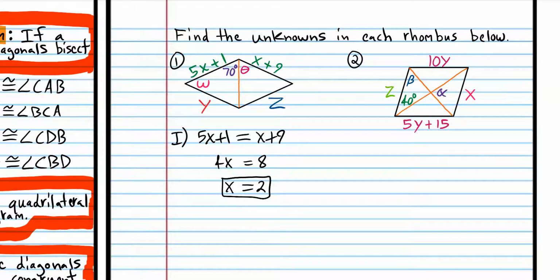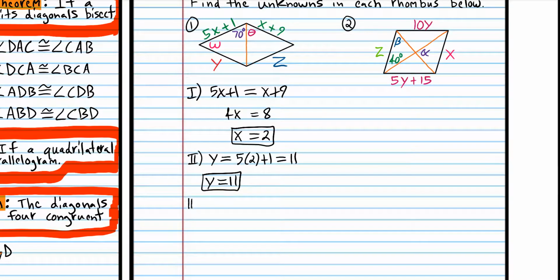And now we want to find y. So y, we can just plug in 2 to one of those expressions. It doesn't matter which one. And we get 11. So we know y is equal to 11. And we know that z must also be equal to 11 because z is just one of those sides. All the sides in a rhombus are congruent.